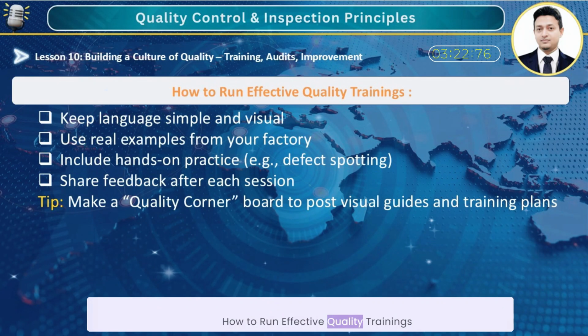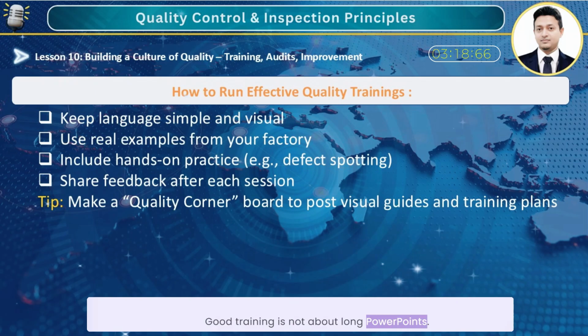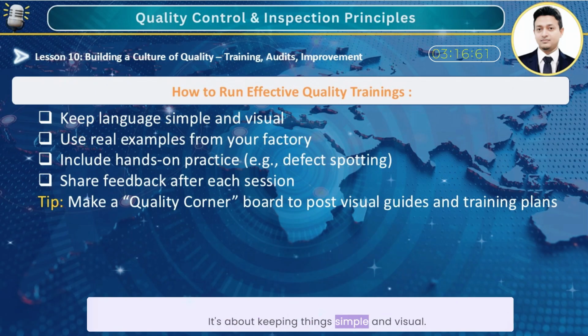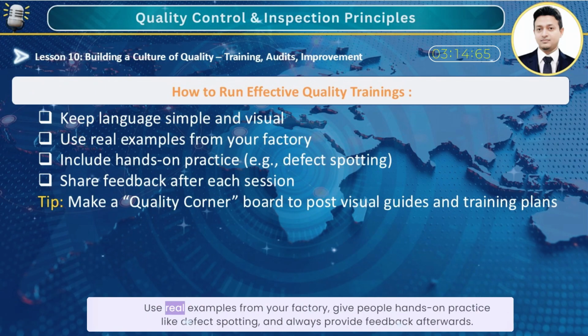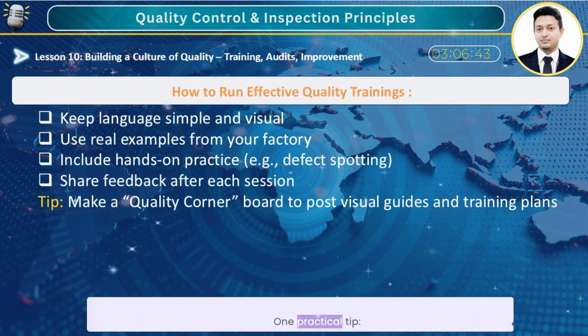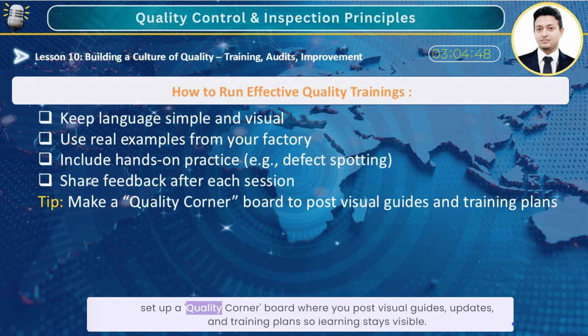How to run effective quality trainings. Good training is not about long PowerPoints. It's about keeping things simple and visual. Use real examples from your factory, give people hands-on practice like defect spotting, and always provide feedback afterwards. One practical tip: set up a quality corner board where you post visual guides, updates, and training plans so learning stays visible.